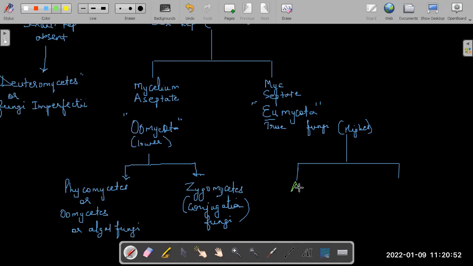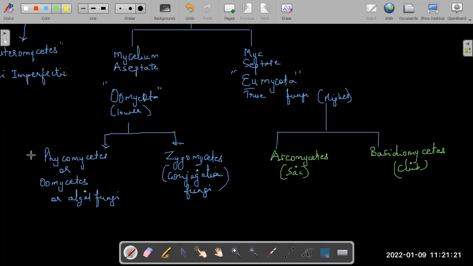Here you have Ascomycetes. These are all higher, okay? Ascomycetes. Basidiomycetes. Mushrooms, what you eat, no? They come under Basidiomycetes. This is called sac fungi. This is called club fungi. Very important, okay? These names. This is algal fungi. This is conjugation fungi. This is sac fungi. This is club fungi. Have you got the main categories, the main classes of fungi? Yes, ma'am. Okay.